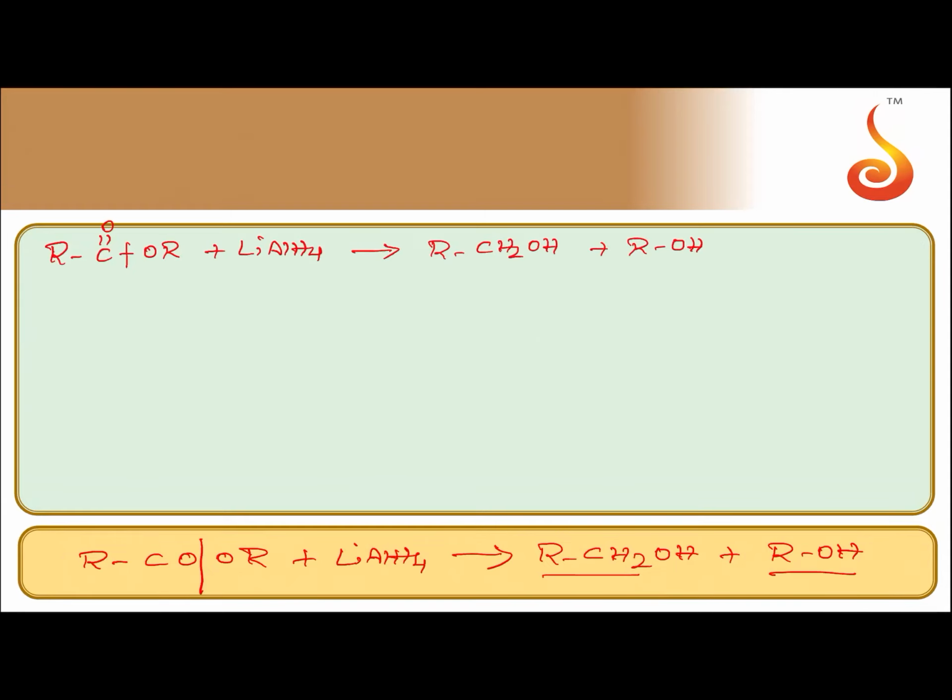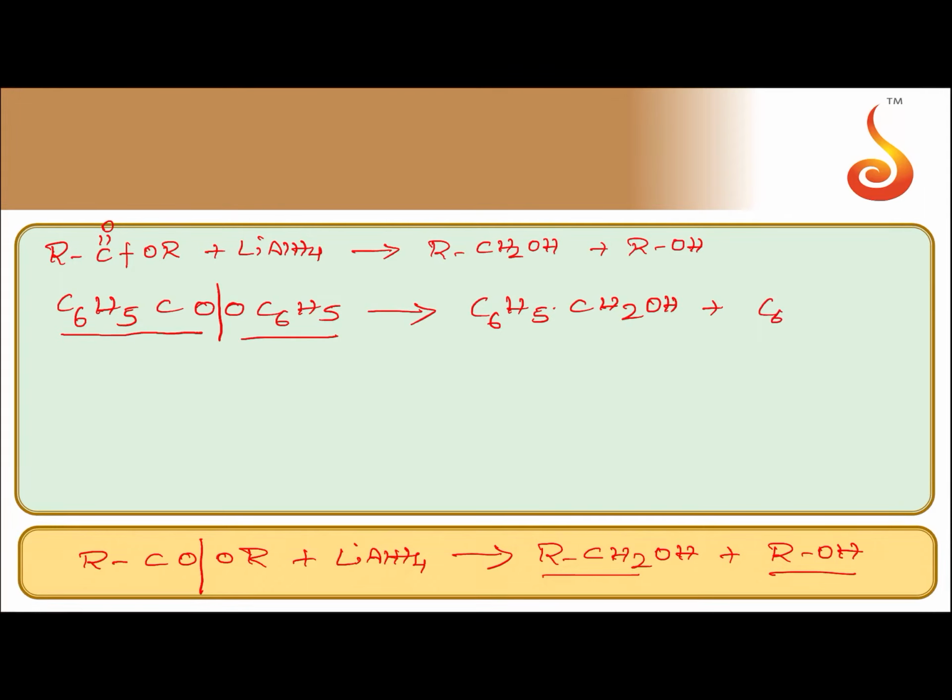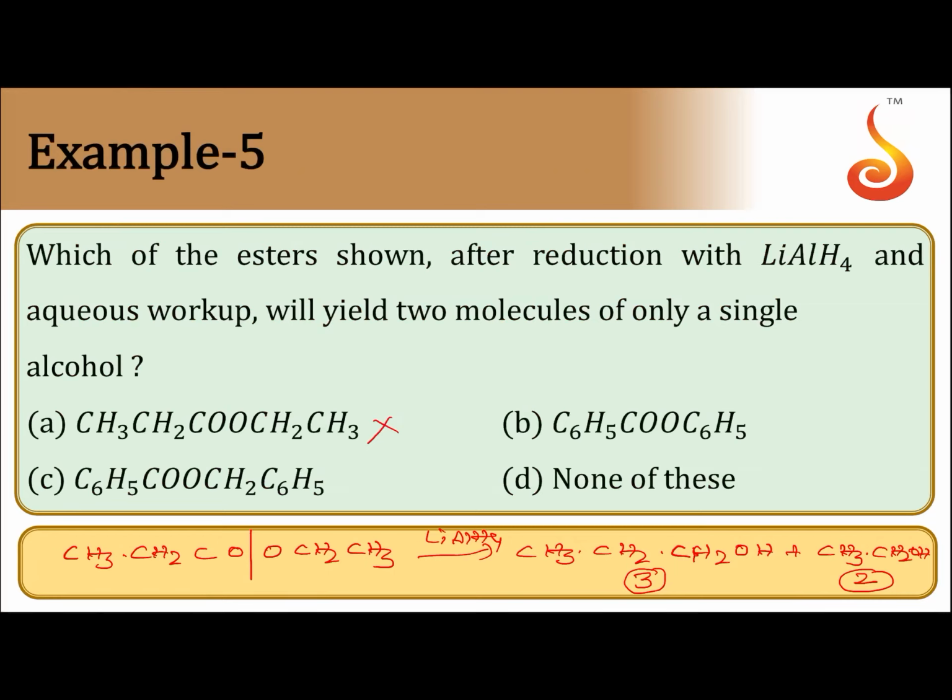Let us see the second option. What is the second option? C6H5COOC6H5. Again, what I asked you to do? Split this bond, convert this to alcohol and this also to alcohol. So what will I get? C6H5CH2OH plus C6H5OH. How many carbon atoms are there on this side? 7 carbon atoms are there. Here 6 carbon atoms. So both the alcohols are not same. So the second option is also ruled out.